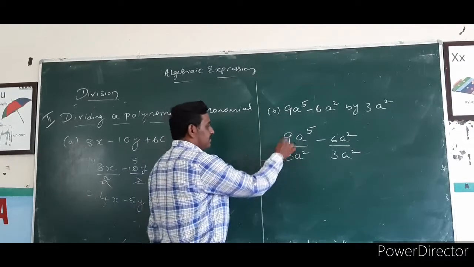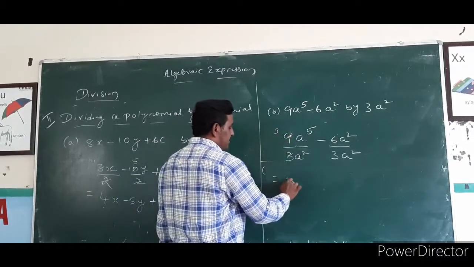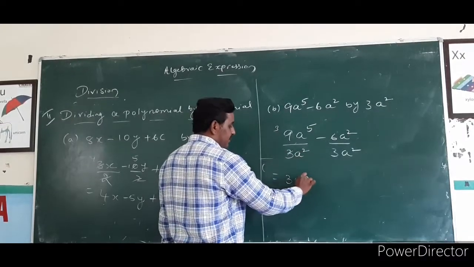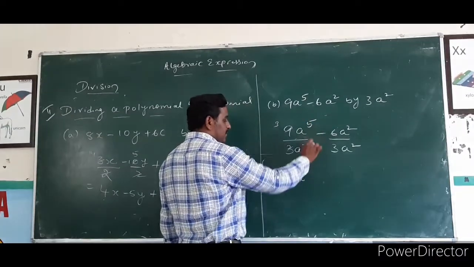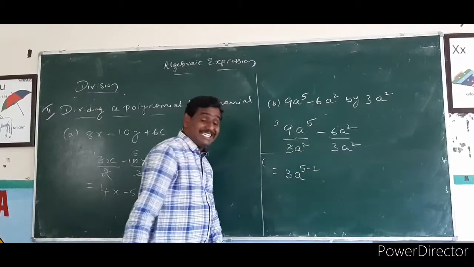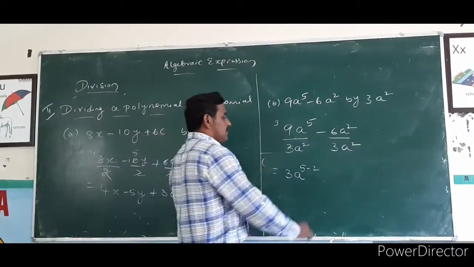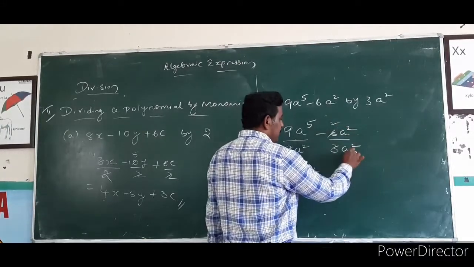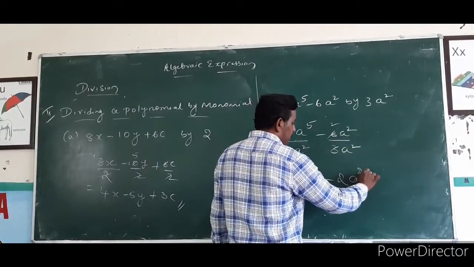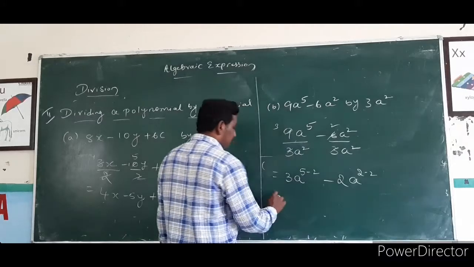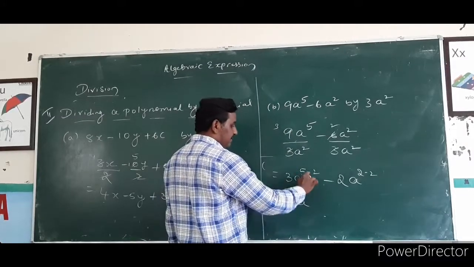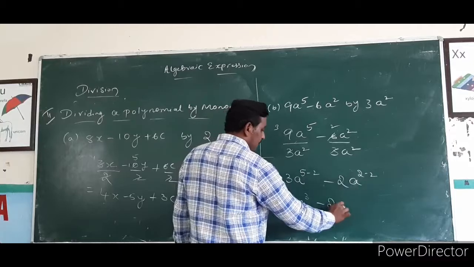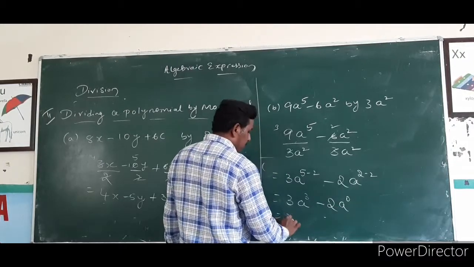You can easily cancel the 3s: 3 ones are 3, 3 threes are 3. Here a to the power of 5 and a to the power of 2 are there. You can shift the a squared to the numerator, minus 2, by using the quotient law. Minus 3 ones are 3, 2 twos are 2. Here a to the power of 2 minus 2, that is 3. A to the power of 5 minus 2 will go, means 3, a to the power of 0.